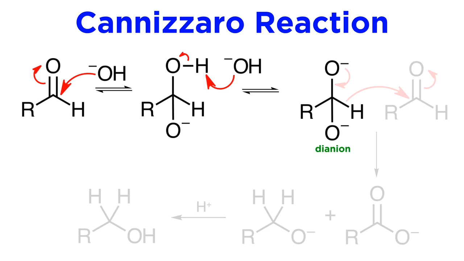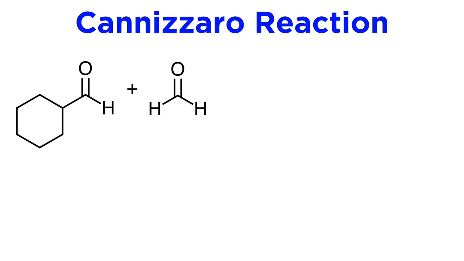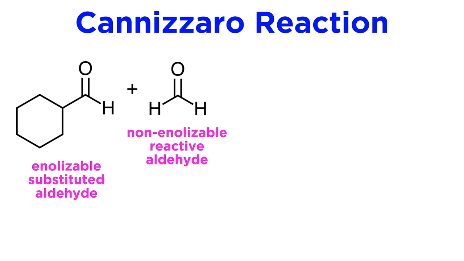We should note that reaction through to the dianion involves the intervention of two hydroxide ions, which explains why the rate equation is partially second order in hydroxide. Now that we understand the mechanism, let's check out some applications. A Cannizzaro reaction may be observed when carrying out crossed aldol reactions. These reactions are very successful when an enolizable substituted aldehyde is reacted with a non-enolizable reactive aldehyde.